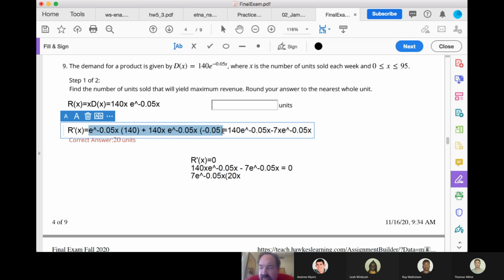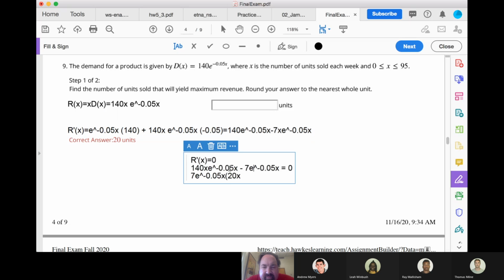Here is the derivative after dealing with the product rule. Notice I have 140x times minus 0.05. So 140 times 0.05 is 7, so it should be 7x. Here, the first term, we have 140 by itself, no x. So somehow, in going from this step to this step, I accidentally moved the x from the first term. My goof there. All right, so this is the derivative. So let me fix that over here too.